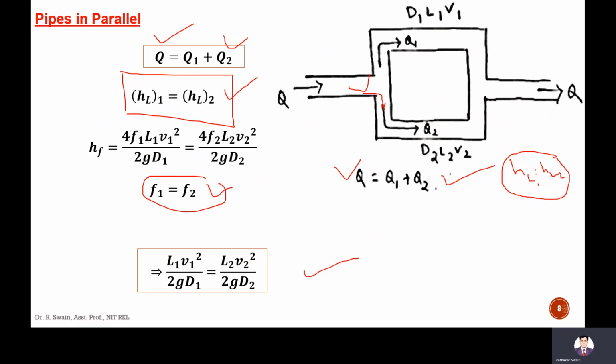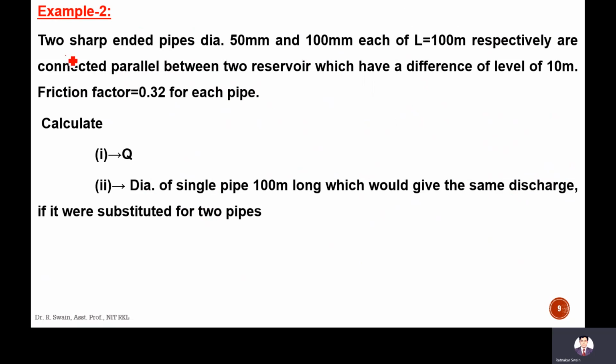Let's next solve this example. Two sharp-ended pipes of dia 550 and 100 mm, each of length 100 meter, D1 is 550 mm and D2 is 100 mm respectively, are connected in parallel between two reservoirs which have a difference of level of 10 meter. Means your HL is given 10 meter. Friction factor is given. Friction factor you know is 4 times coefficient of friction, 4F, that is given 0.32. Calculate the discharge of this pipe.